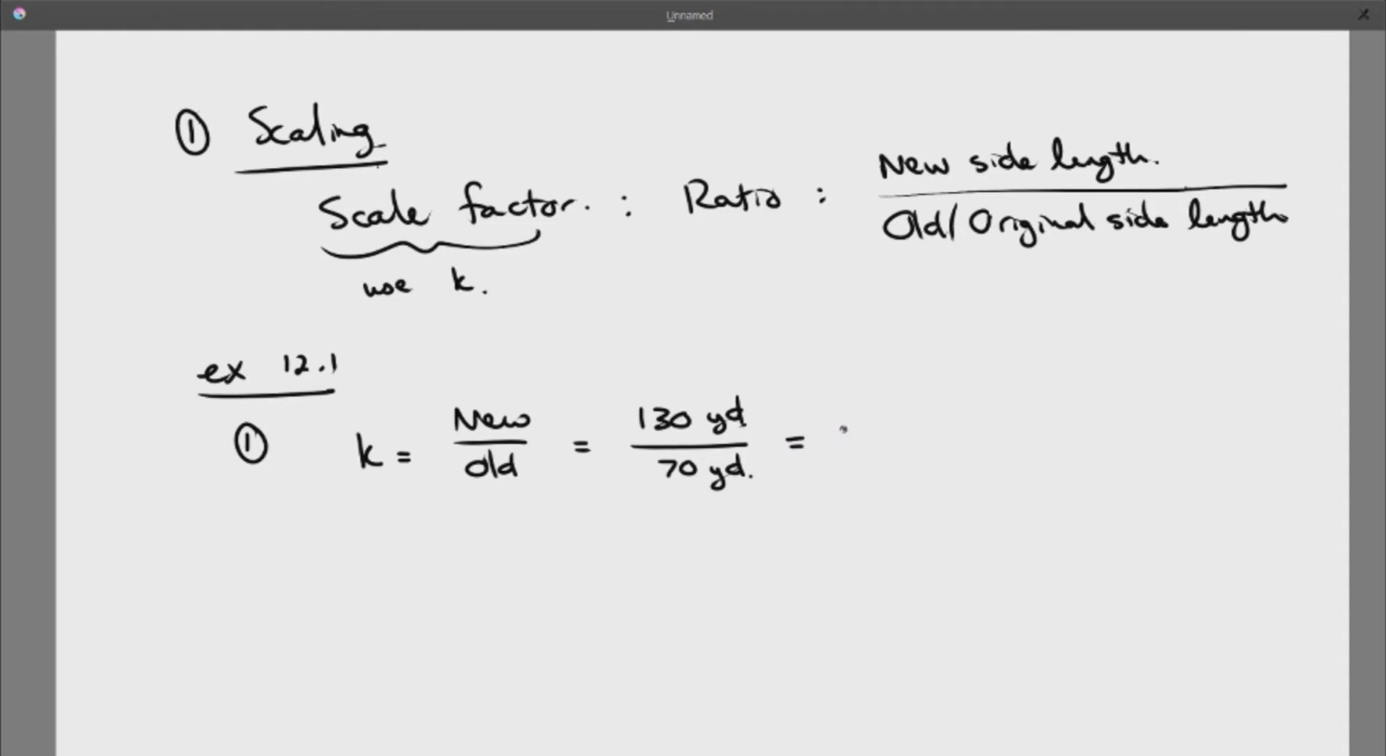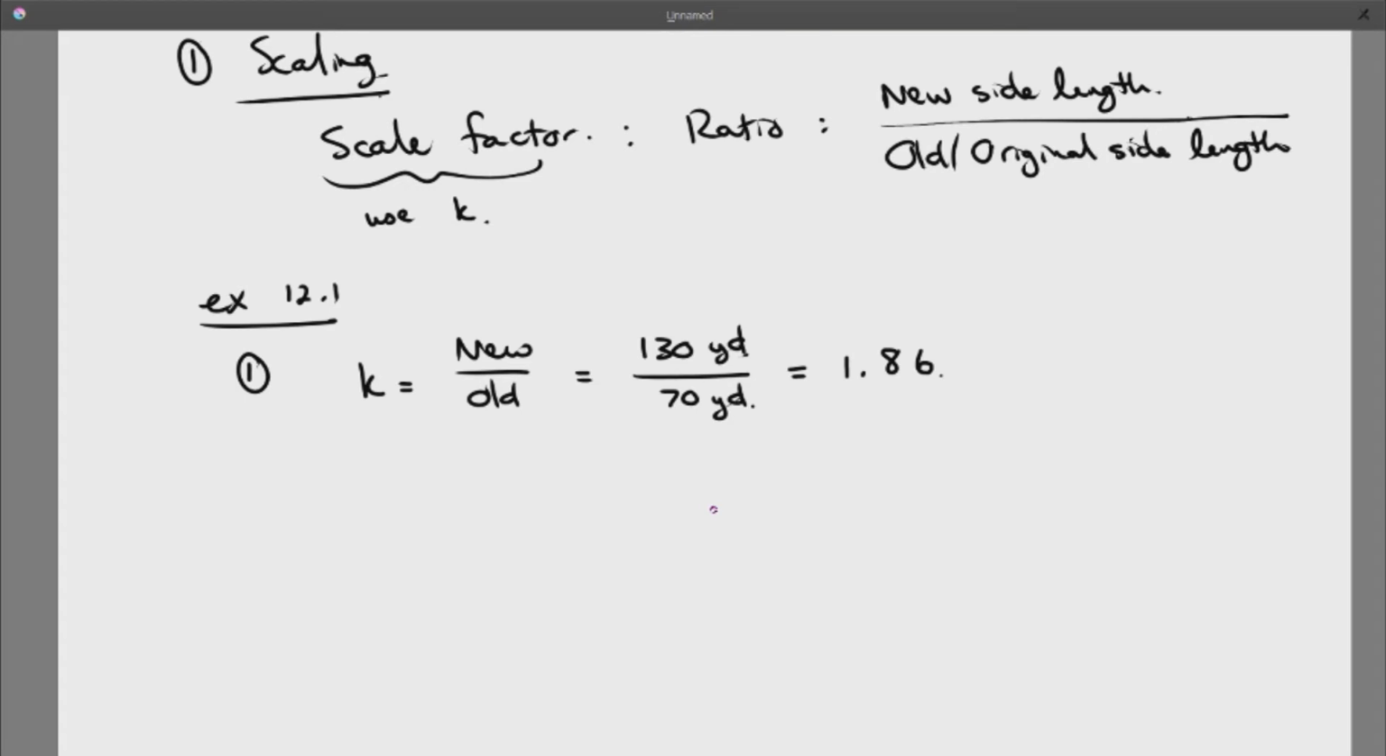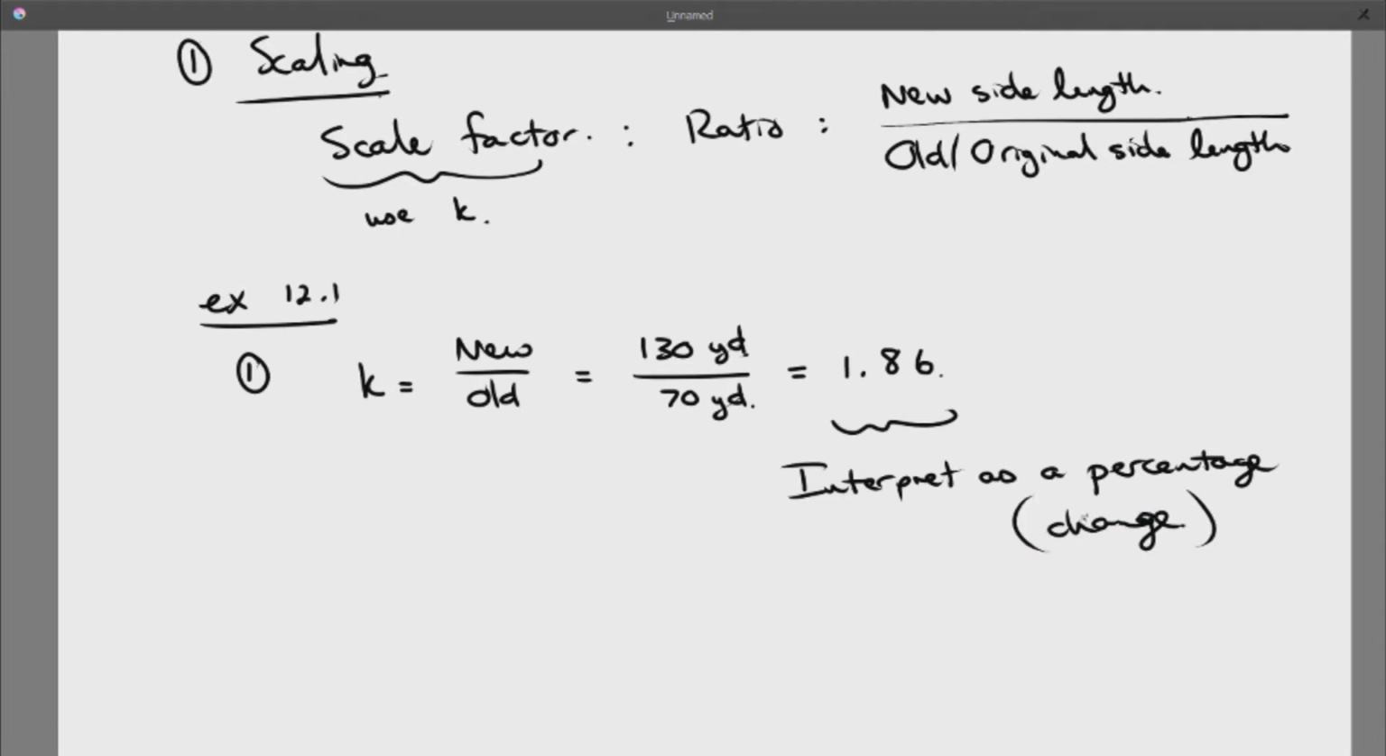And then you say, .86. So now, what does that mean? We have different kinds of scale factors, depending on the number that we get when we do this calculation, but also different ways of referring to the scaling of an object. We can refer to it by way of the scale factor, which is going to be a number, usually with some decimals, perhaps. But we can also interpret this as a percentage change. Or just percentage, sometimes a percentage change, it really depends on the wording.